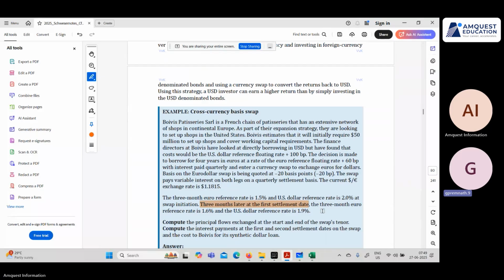So the swap dealer will pay him basically, since it's minus 20 basis points being quoted, about 1.9%, right? That is what the swap dealer will pay him. He has to pay the US reference 1.9 plus 100, so he has to pay 2.9% to the swap dealer. And effectively, he receives only 1.9 but has to pay the European bank 2.1. He pays this guy 2.9.